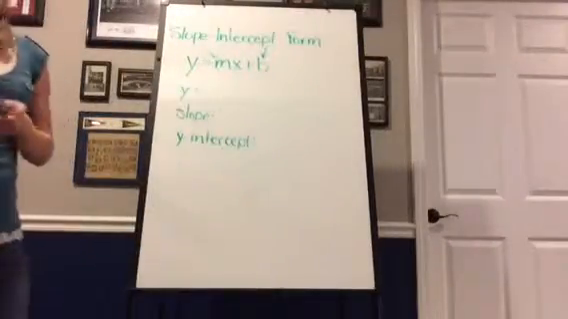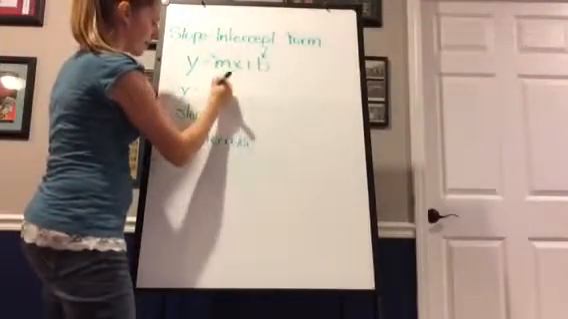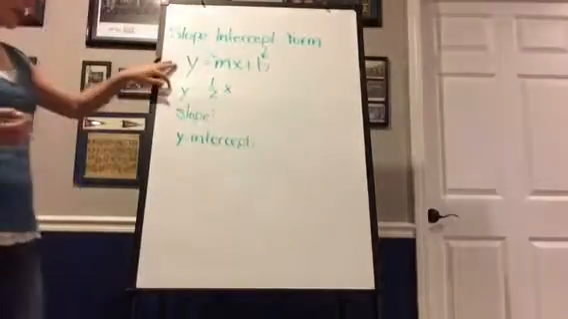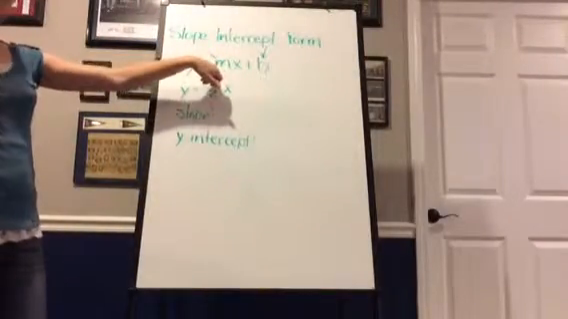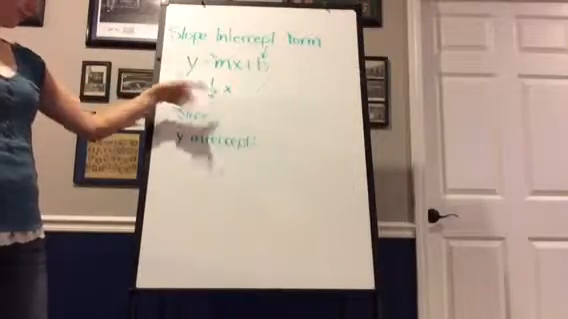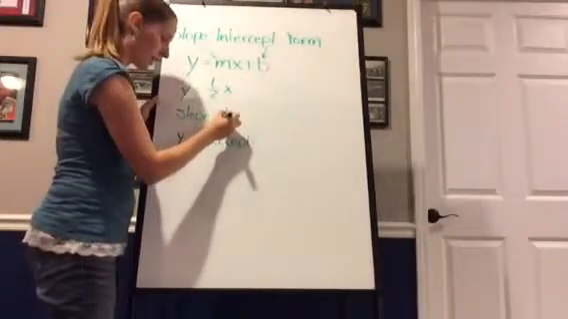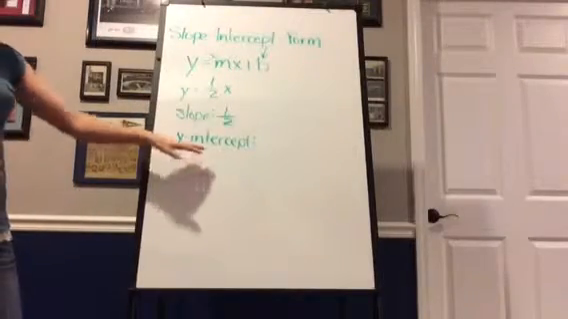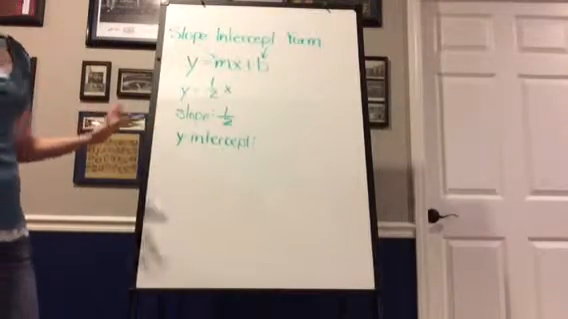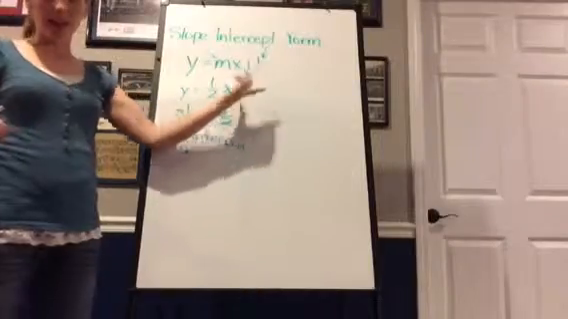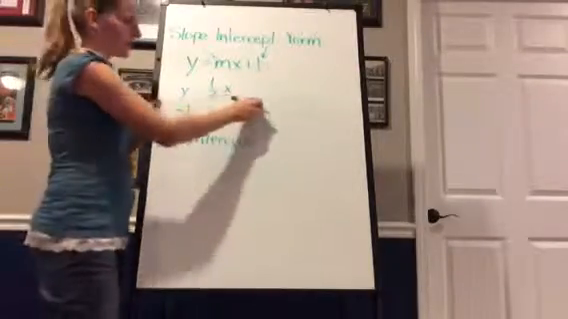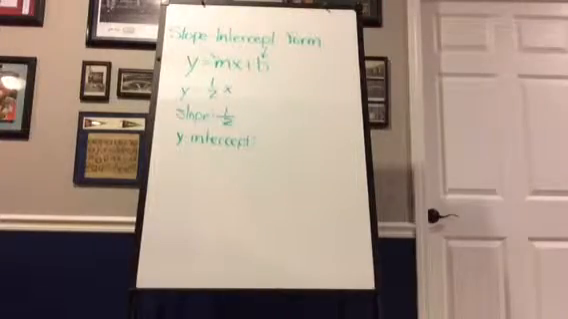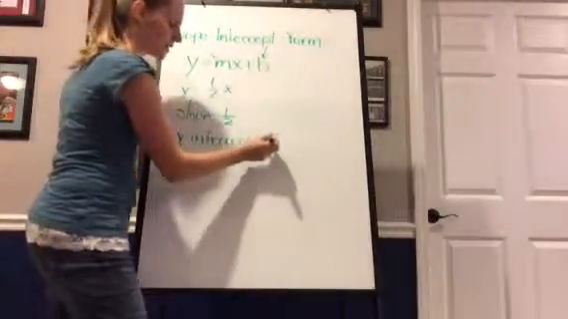We have y equals 1/2 x. Again, it's already solved for y, so the number in front of x is my slope. Number in front of my x is positive 1/2, so my slope is 1/2. All right, after that, I need my y-intercept. Well, the y-intercept is supposed to be that last whole number, but I don't have a number at the end here. If that happens, your y-intercept is actually 0.